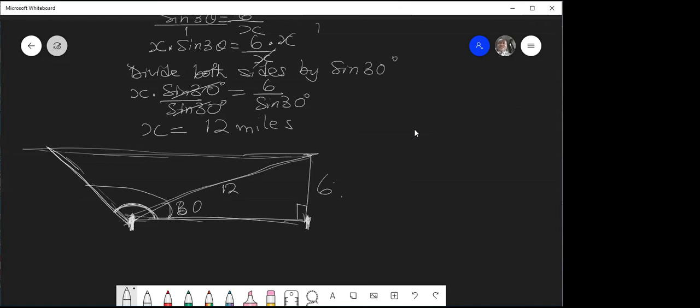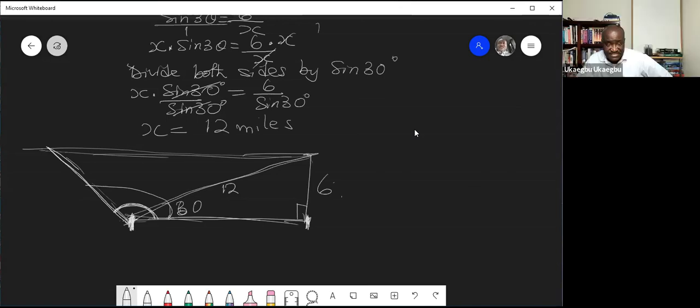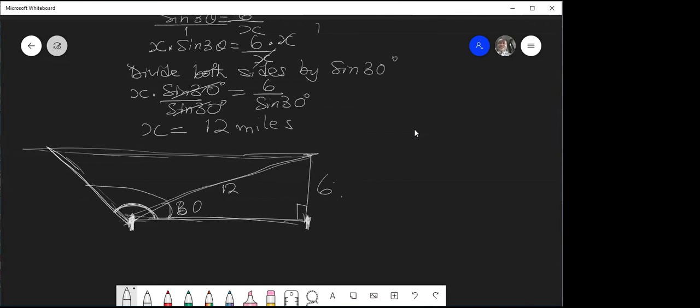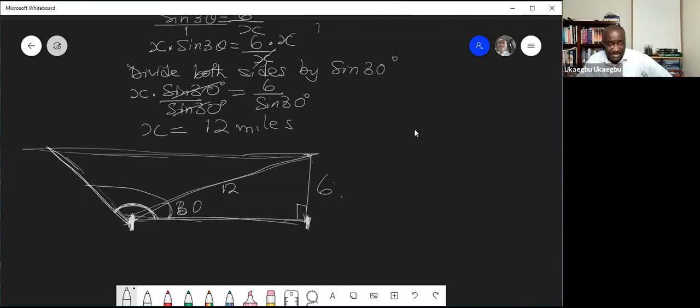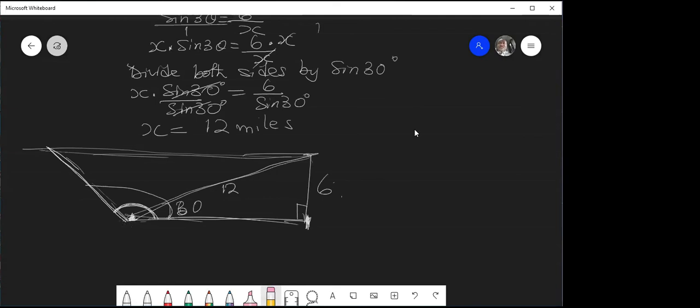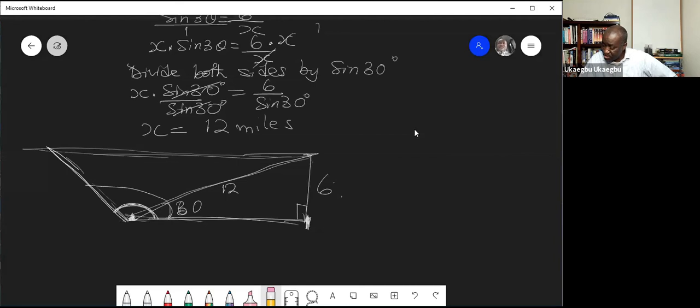Why is it 12? It cannot be 12 because 12 is the longest side of a right triangle. You can use the Pythagorean theorem to do it, or you can use a trig ratio, because you have 2 sides of a right triangle. Yes, you can use the Pythagorean theorem, and you can also use SOHCAHTOA. So do the one that you like.